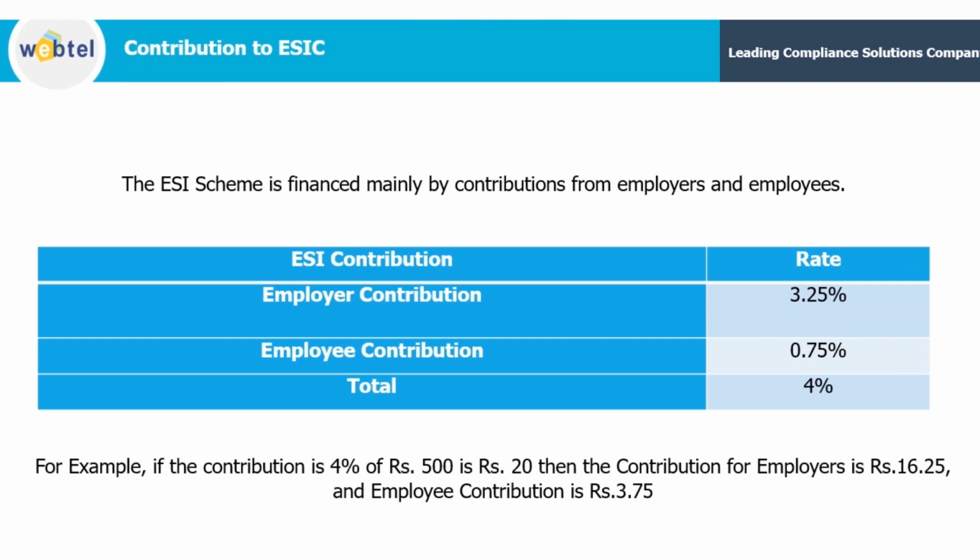Now coming to the funding of ESIC. Basically, the ESIC funds come from both the employers and employees. There are certain percentage rates or contributions that are to be paid by the employers and employees. The total contribution is 4%, in which the employer contribution is 3.25% and employee contribution is 0.75%. For example, if the contribution of 4% of rupees 500 is rupees 20, then the employer part is 16.25 and the employee contribution is 3.75.